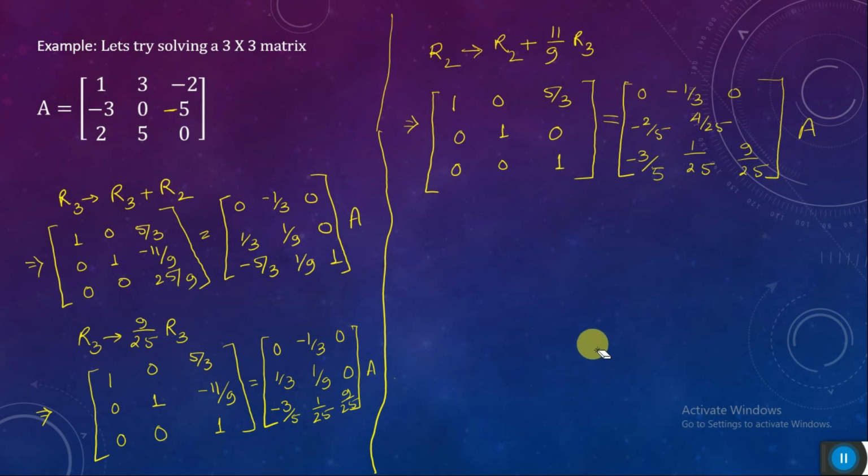Yeah. Now let's see the last element. Last element row 2 is 0 plus 11 by 9 of row 3, that means 9 by 25. So 9 cancels, I will have 11 by 25. Clear?